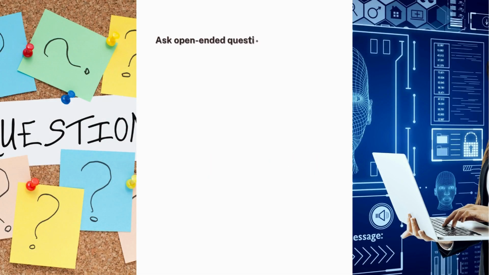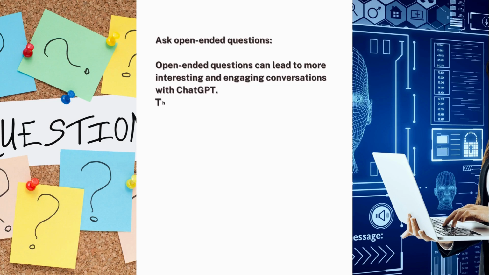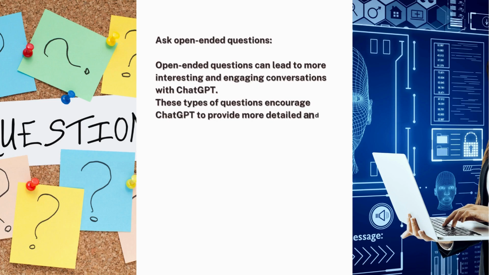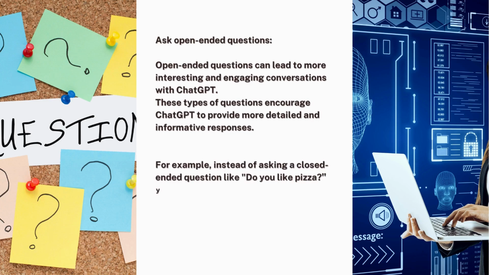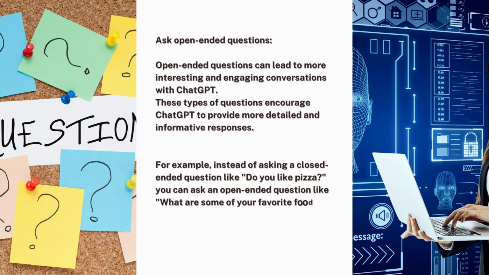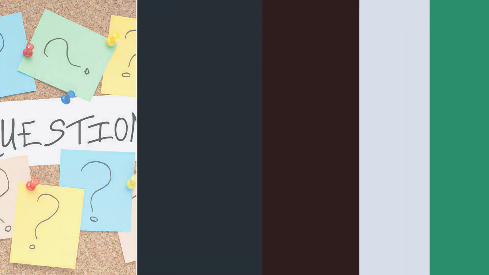Ask open-ended questions. Open-ended questions can lead to more interesting and engaging conversations with ChatGPT. These types of questions encourage ChatGPT to provide more detailed and informative responses. For example, instead of asking a closed-ended question like, "Do you like pizza?" you can ask an open-ended question like, "What are some of your favorite foods?"